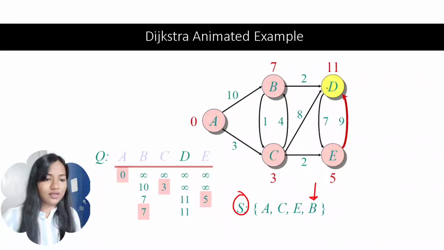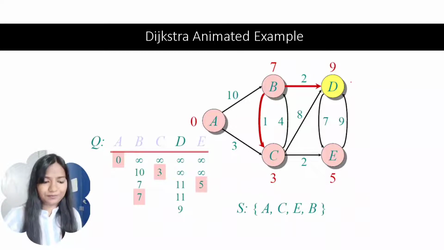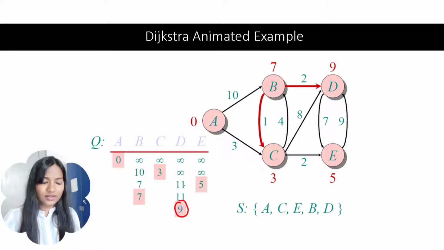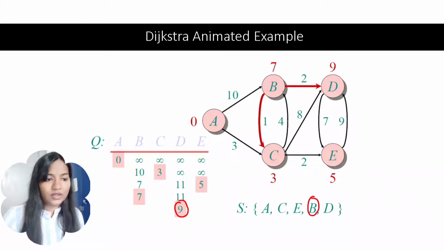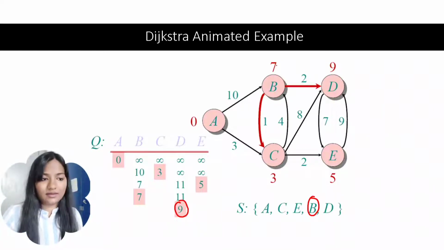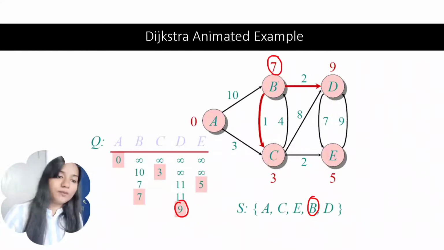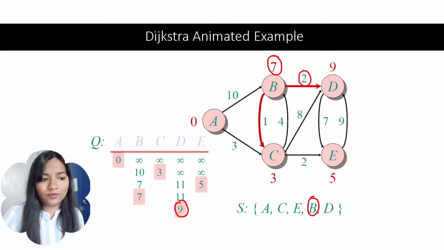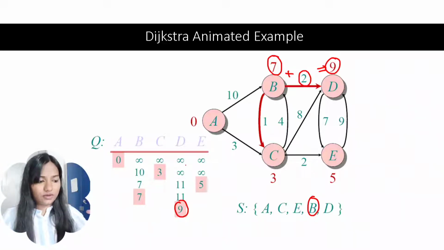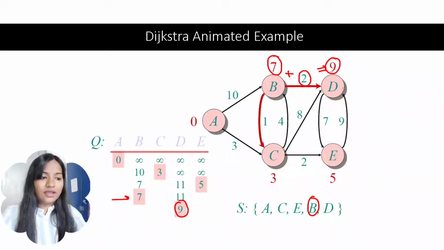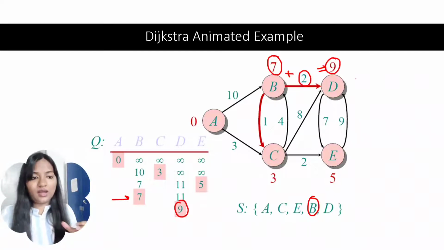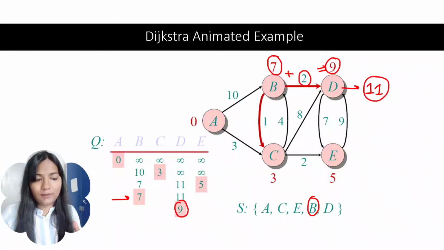And the last vertex is D, so of course D will be appended. But why are we getting 9? Let's understand that. The last vertex which I visited was B. So from A to B, how much distance do I need to travel? That's 7. And from B to D, how much distance was there? 2. So 7 plus 2 is 9. In the above row, it was visible that from A to D I already had a path where I need to travel 11 units. But from A to B to D, I need to travel only 9 units.